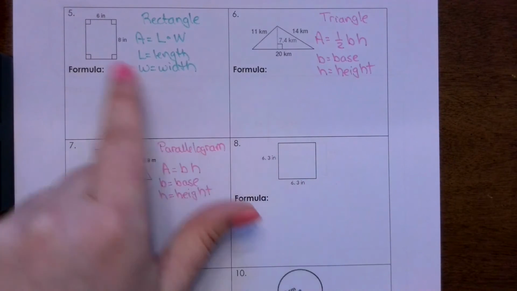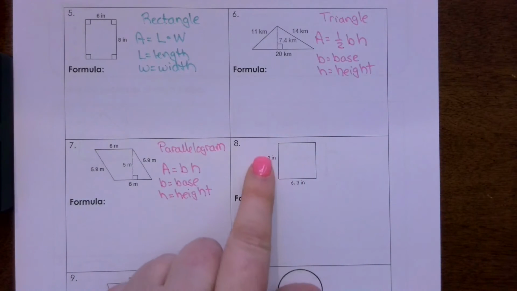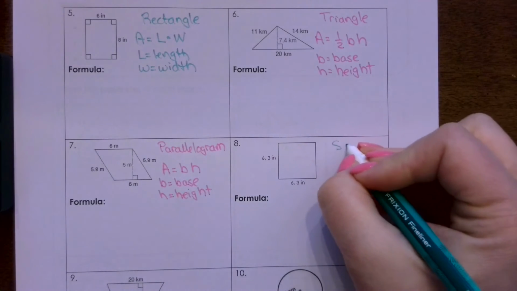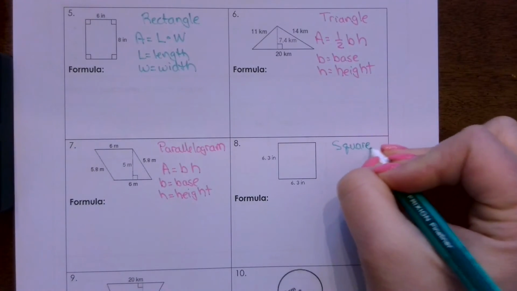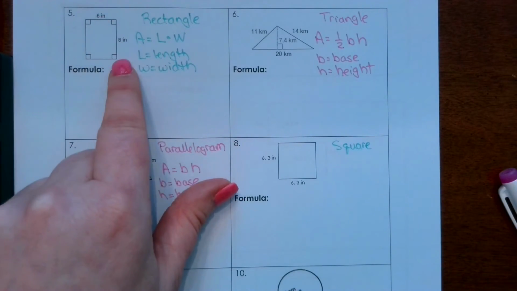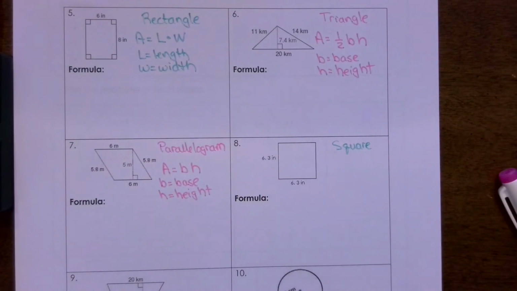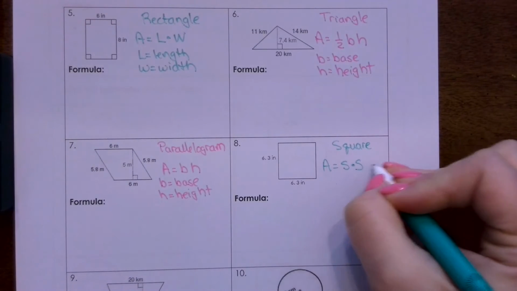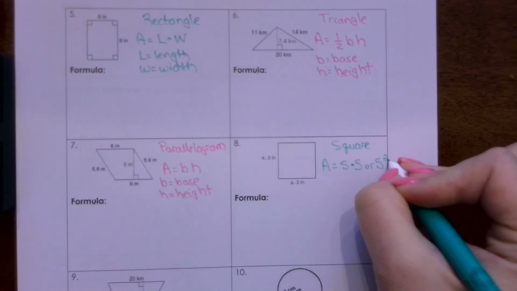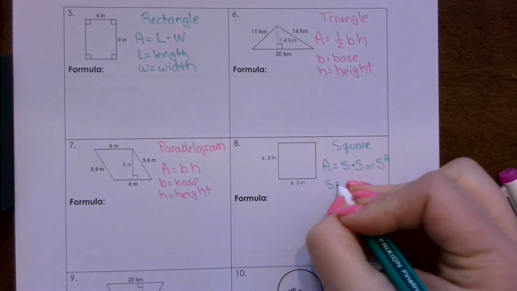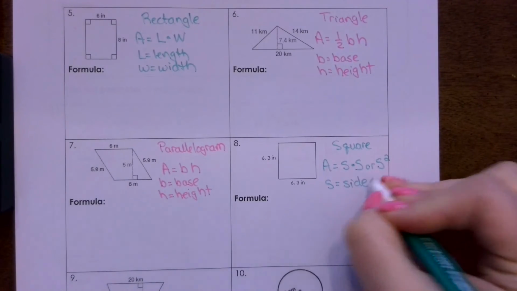This next shape definitely looks like 4 right angles, and I have 2 congruent or equal sides. This is a square. A square, a lot like a rectangle area, I'm just multiplying length times width. In this case, it's the same. So my area equals side times side, or side squared, because I know when I multiply a number by itself, I am squaring that number. And S, of course, equals the side of a square.